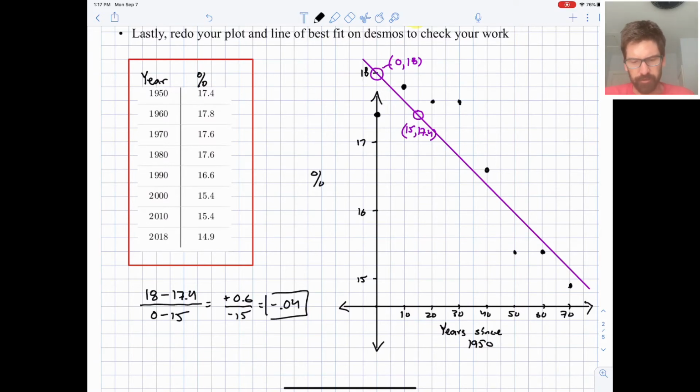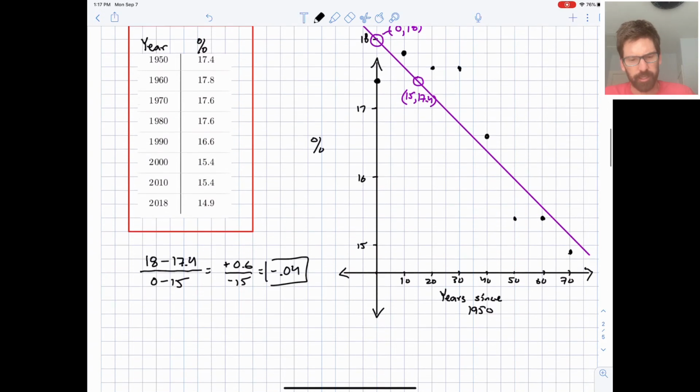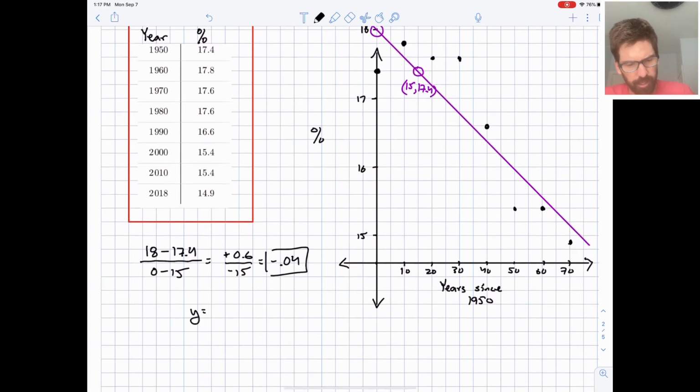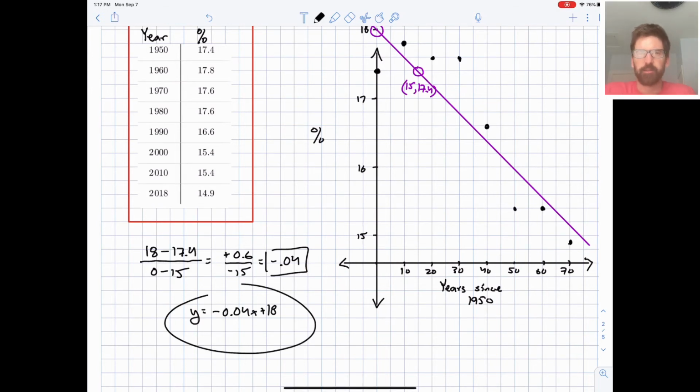Okay, so over the course of 10 years you drop by about 0.4%, and over the course of 100 years you drop by about 4%. So those numbers seem to make sense with our numbers with the data. So we have an equation y equals negative 0.04x plus 18. Okay, so that's the equation we got by hand.